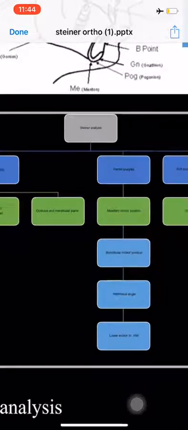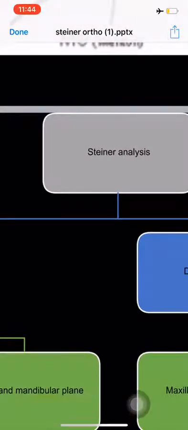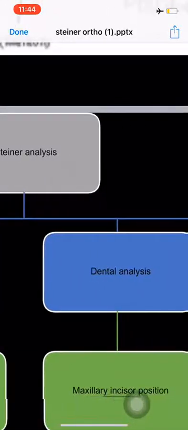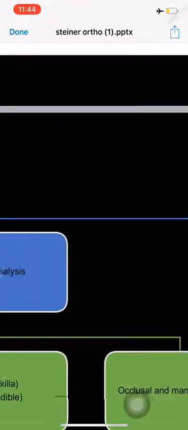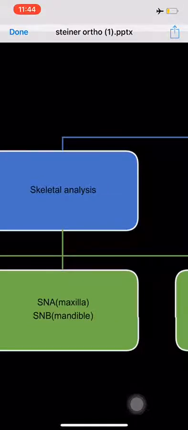Here, in this slide, we see the Steiner analysis. Steiner analysis consists of a skeletal analysis, dental analysis, and third one soft tissue analysis. In the skeletal analysis, we have SNA, the SN plane with the point A in the maxilla, and SNB angle in the mandible, the SN plane with the point B which forms the angle.